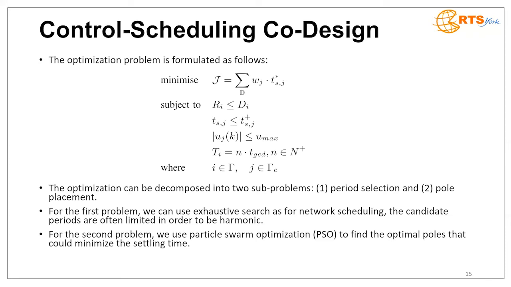So this optimization problem can be further decomposed into two subproblems. The first is period selection, and the second is probe placement. For the first problem, we can use exhaustive search, as for network scheduling, the candidate periods are often limited, in order to be harmonic. For the second problem, we use particle swarm optimization, or PSO, to find the optimal pause that could produce the best settling time.